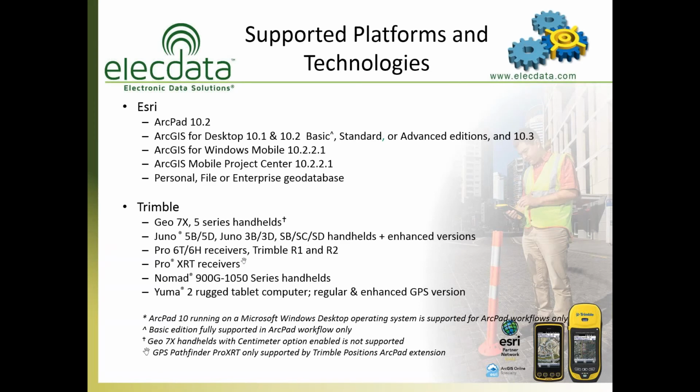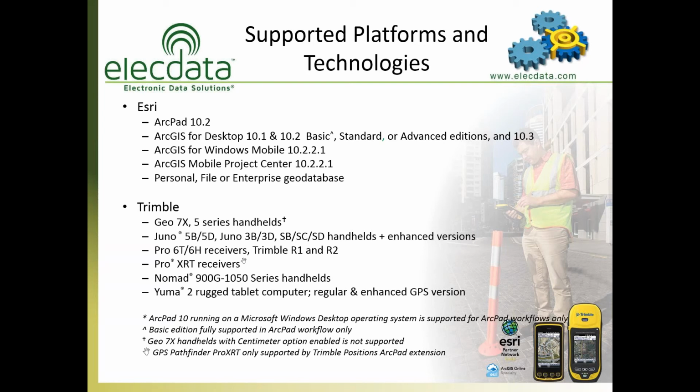Currently, the supported platforms and technologies are Esri ArcPad 10.2, ArcGIS for desktop 10.1, 10.2, and 10.3. And for those of you that may not remember, when Esri went from ArcGIS 10 to 10.1, that's when Trimble transformed from GPS Analyst to Trimble Positions Desktop. So that's why it only goes back to 10.1. That's the oldest version of ArcGIS that is supported by Trimble Positions.